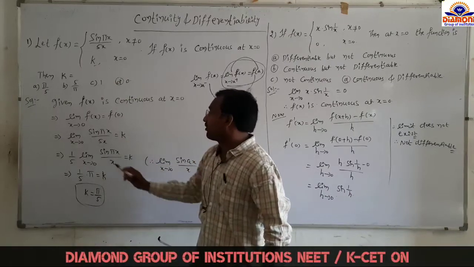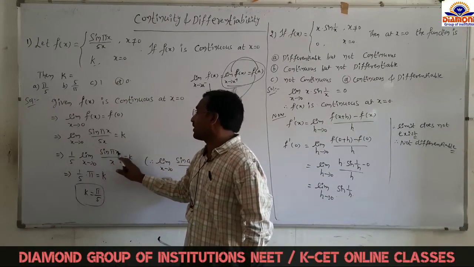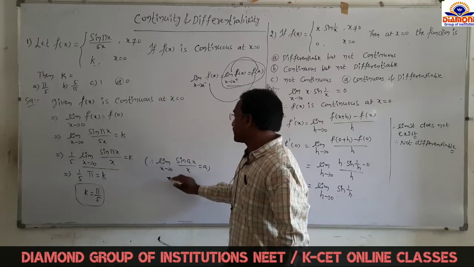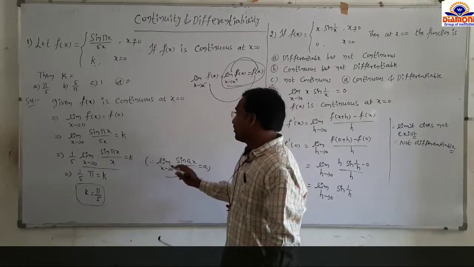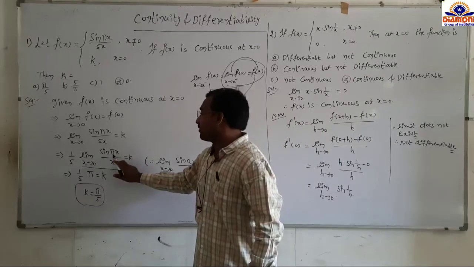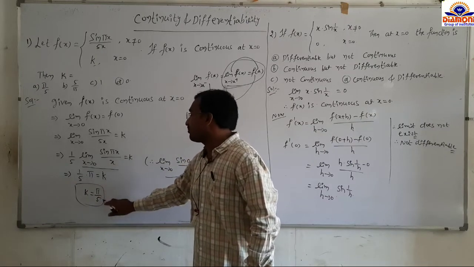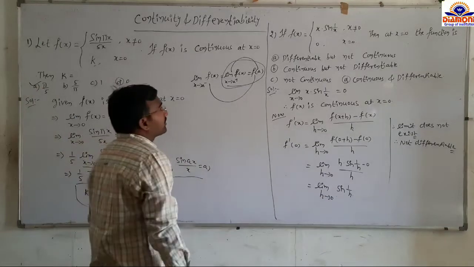So here 1 by 5 is a constant, keep it outside. So the limit as x tends to 0 of sin pi x by x equals k. This is in the form of the limit as x tends to 0 of sin ax by x equals a. So what is the a value here? Pi. So this value is 1 by 5 into pi equal to k. So the k value is pi by 5. So the option is A. Next problem.